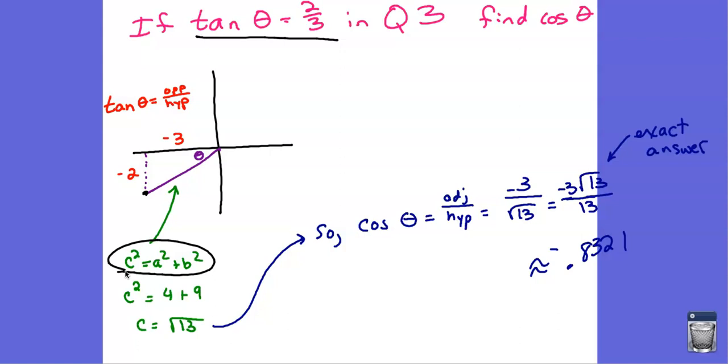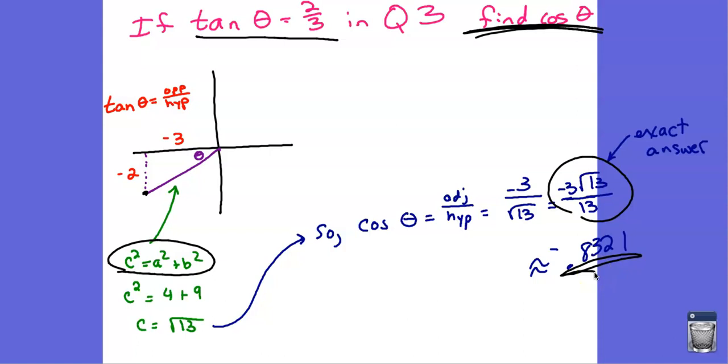So I'm trying to find cosine. Okay, if I know tangent of theta is 2/3, I'm trying to find cosine. Well, cosine is adjacent over hypotenuse, and so I'm going to find my exact answer is -3 square root of 13 over 13, and then the decimal approximation is 0.8321.